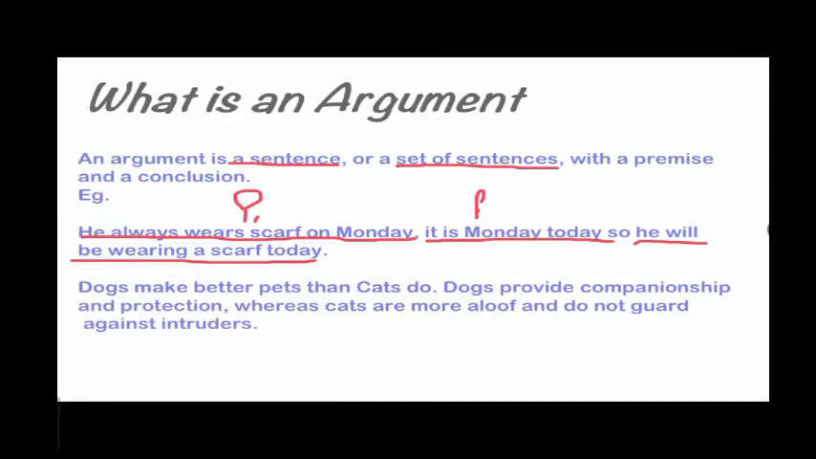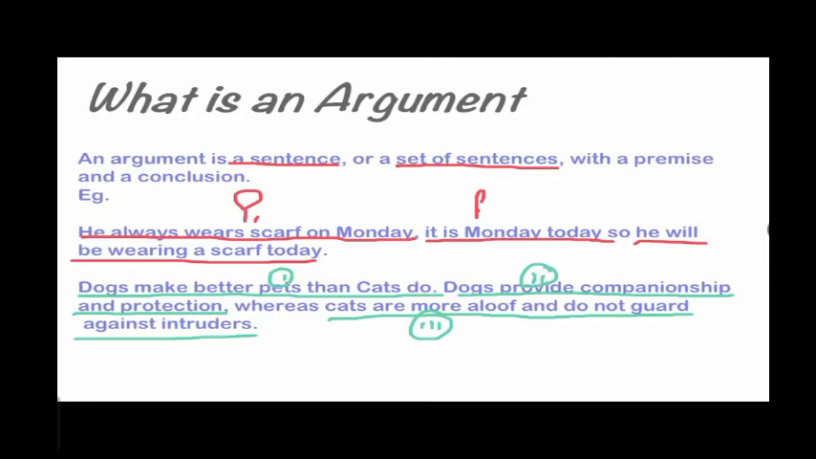Let's look at the other example we have here. Dogs make better pets than cats do. This is a sentence. This is the first part. Dogs provide companionship and protection. That is the second part. And the third part is, whereas cats are more aloof and do not guard against intruders.